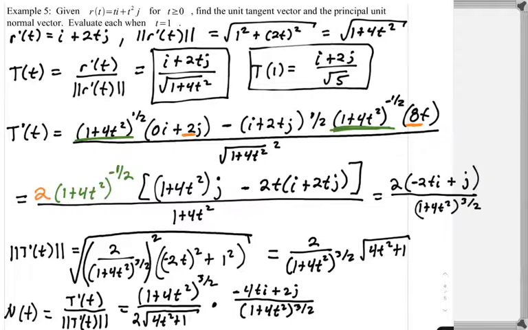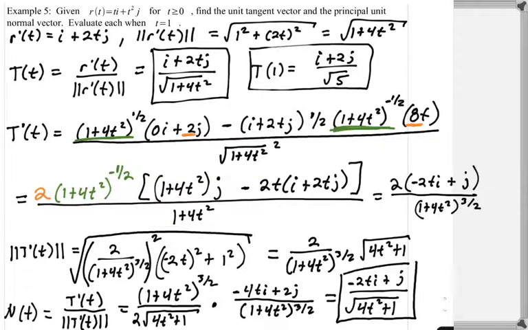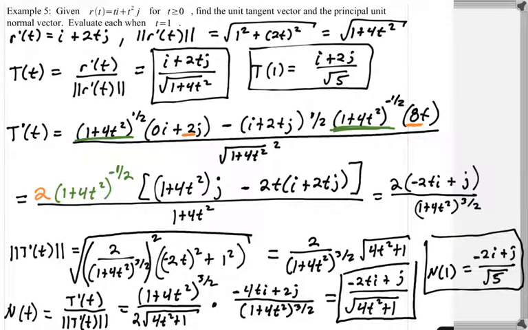Okay. And then notice the (1 plus 4t squared) to the 3 halves will absorb, and then we can also absorb a 2. And so we have negative 2t i plus j all over the square root of 4t squared plus 1. And so that's your principal unit normal vector. And then if we evaluate that at 1, that is going to be equal to negative 2i plus j over the square root of 5. And that's your principal unit normal vector at 1.